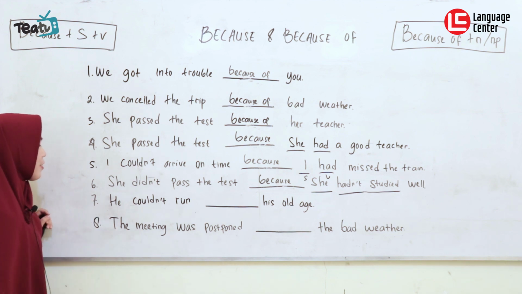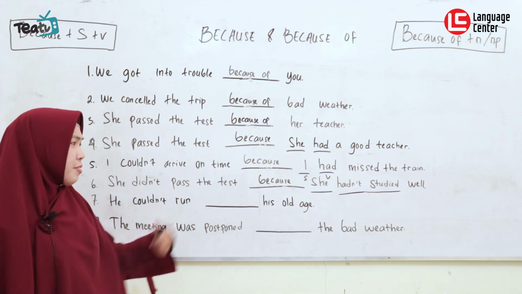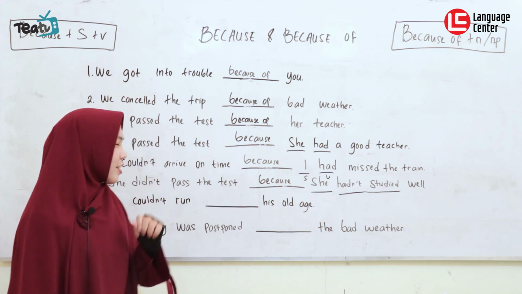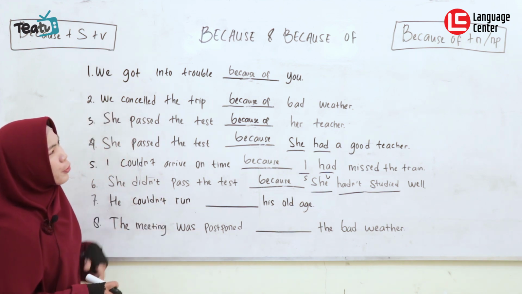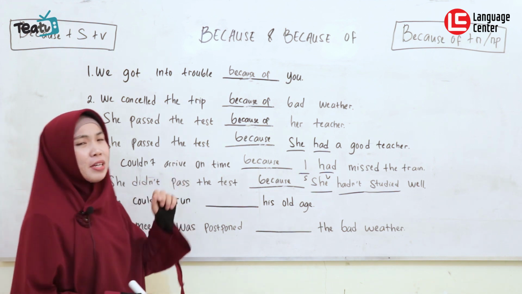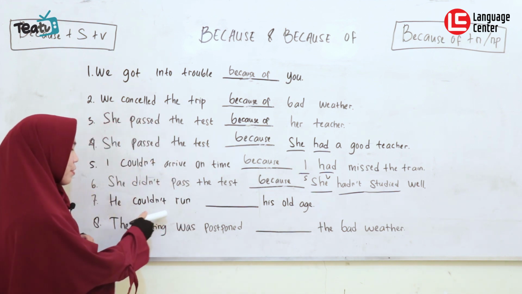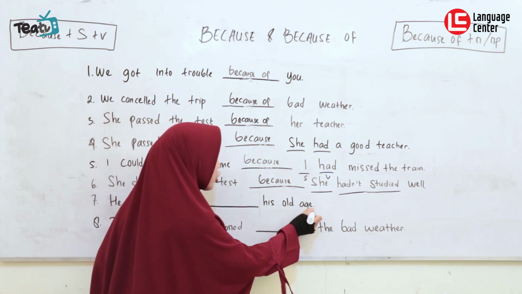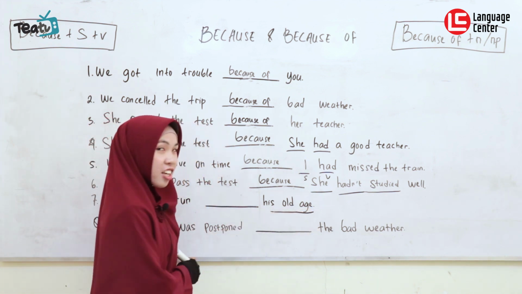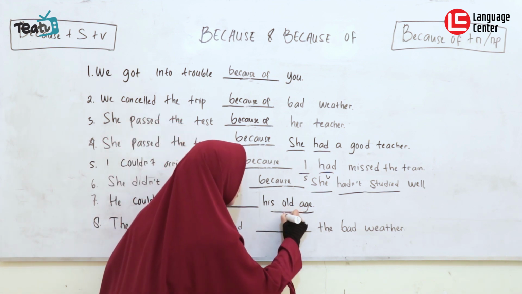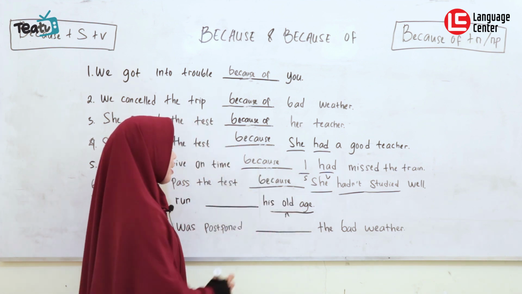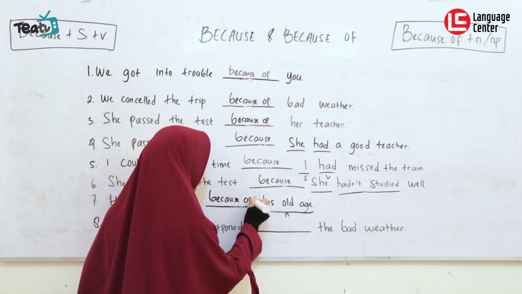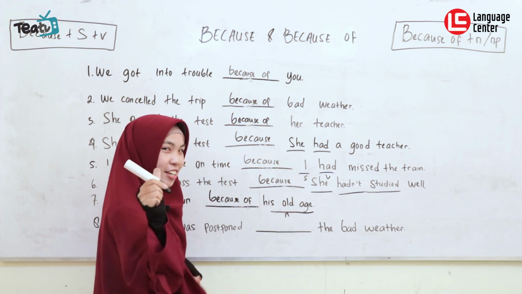Okay, then number 7. He couldn't run, blank, his old age. Okay, which one is it? Should we put because or because of? He couldn't run, blank, his old age. Remember, his old age is a noun. So, of course, the answer will be because of. You got it right? Good.